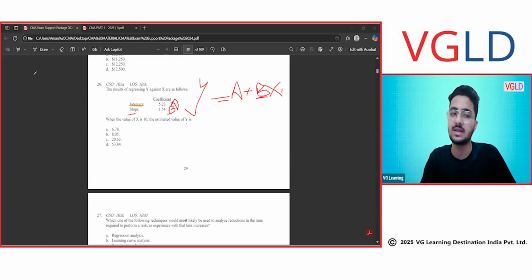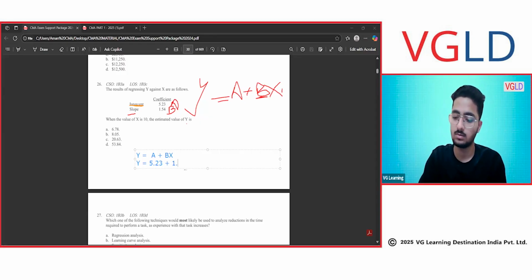Okay, from the formula I'm asking, guys. You have the value of x. y equals a plus bx. You need to find y. Your a is 5.23, your b is 1.54, and your x is 10. So 1.54 into 10 plus 5.23. That is 20.63. Simple, option number C.